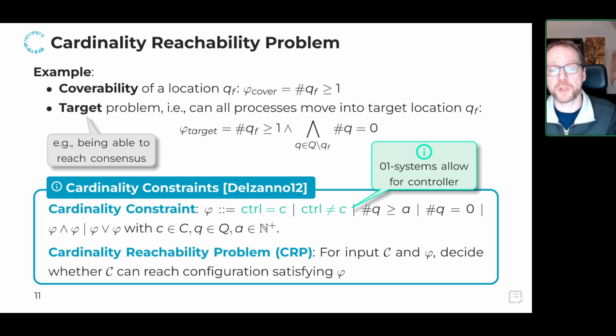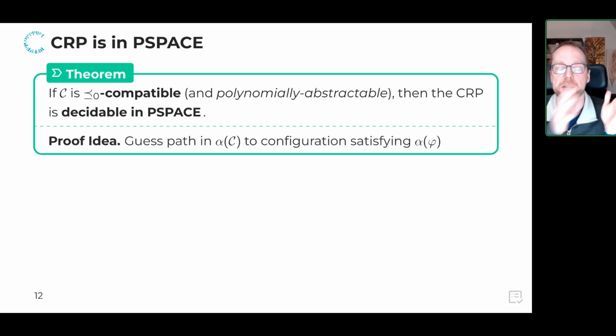And then the cardinality reachability problem is, for an input C, a counter system, and a cardinality constraint out of this grammar, decide whether C can reach a configuration that satisfies the constraint. And then what we get is our main result: if the counter system is compatible with our well-quasi order and a small side condition that it is polynomially abstractable, which essentially means we can get the abstract counter system at polynomial cost from the description of the original system, then the cardinality reachability problem is decidable and it's in PSPACE.